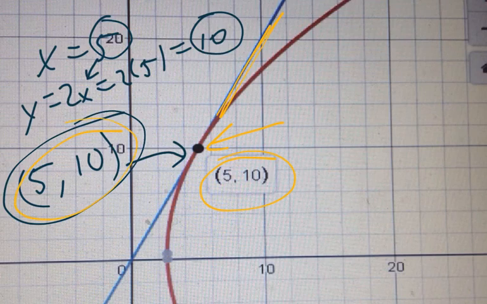And that's how linear quadratics are done, guys. So I'll see you in class tomorrow.